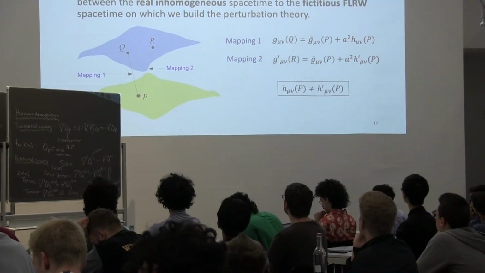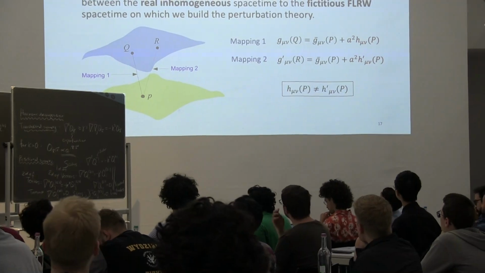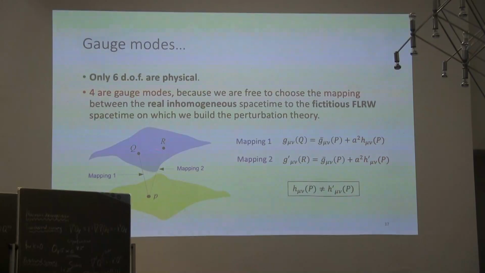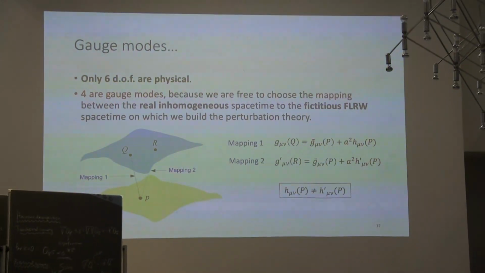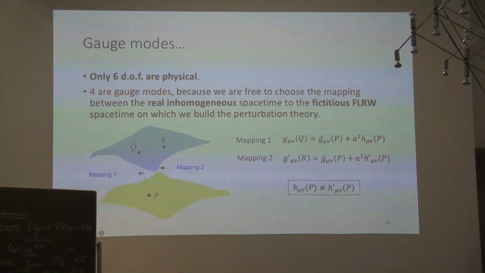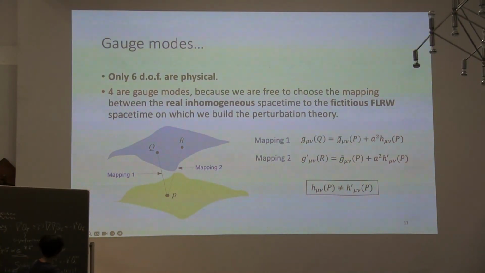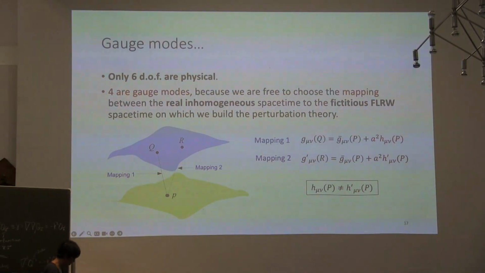So as you can see over here, what the schematic is illustrating is that the blue manifold here is the real space-time that I want to describe, and yellow is the FLRW space-time that is the simplest I can choose, just the homogeneous isotropic background, and I want to build my perturbation theory on top of this, okay.